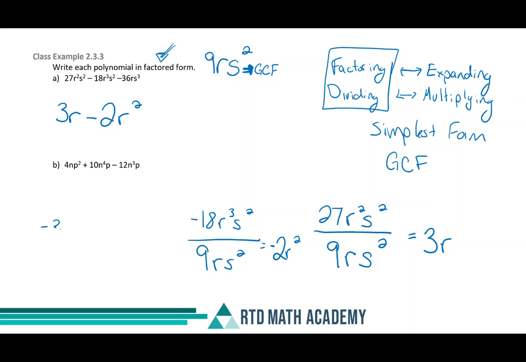Next, I'm going to take negative 36rs squared, and I'm going to divide out 9rs squared. In this particular case, negative 36 divided by 9 is negative 4. The r's cancel each other out and the s squareds cancel each other out, so I'm left with a negative 4 left over. Okay. Now, we haven't written this in factored form.